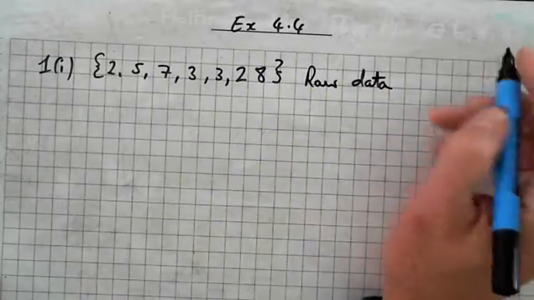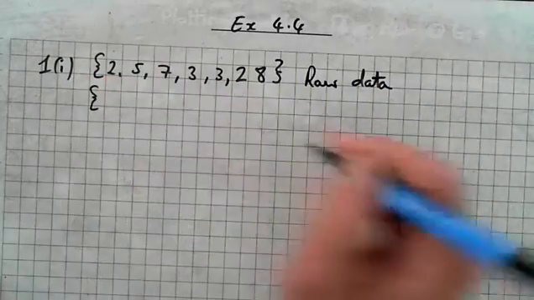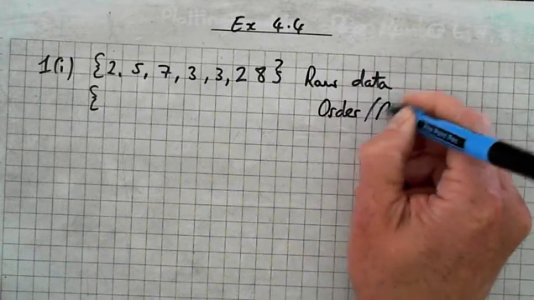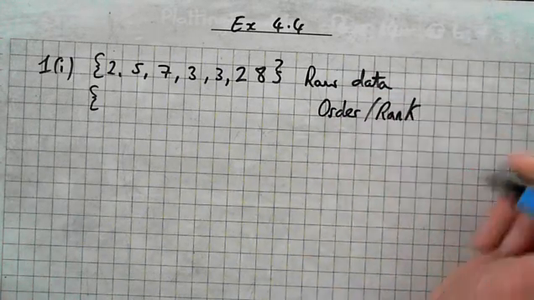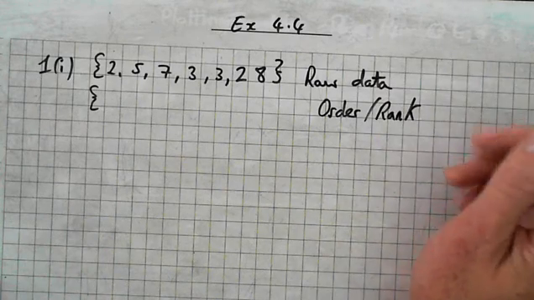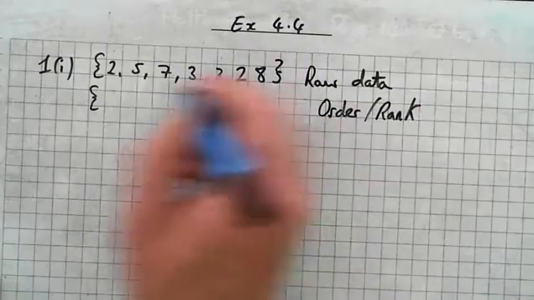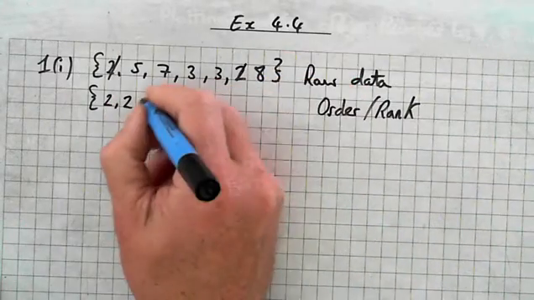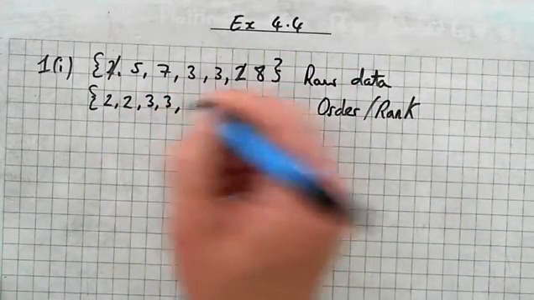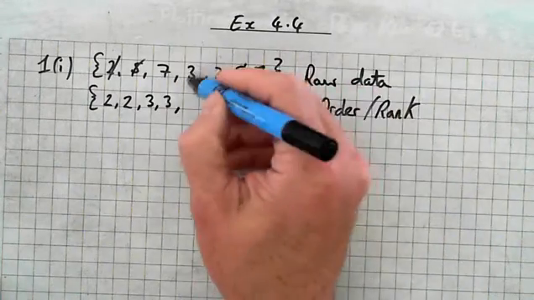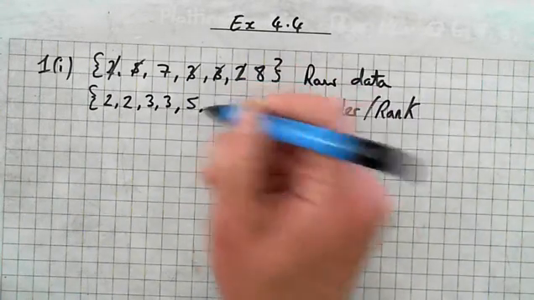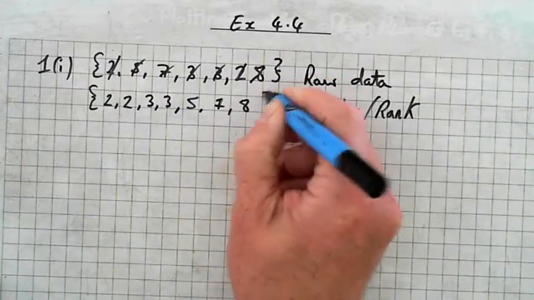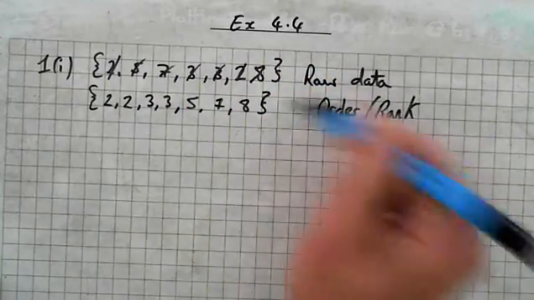Raw data is data that has not been sorted. And now we're going to order the data, or rank, it's the same thing. So we have two 2s, we have a 3, and then we have a 5, and then we have a 7 and an 8. That data has been ordered or ranked.